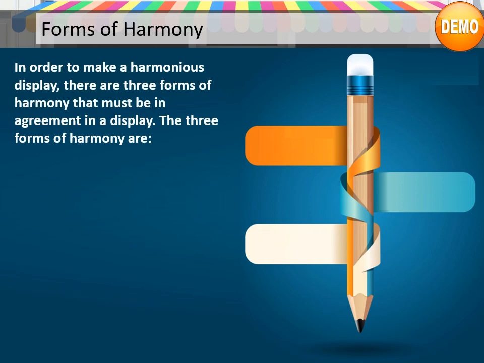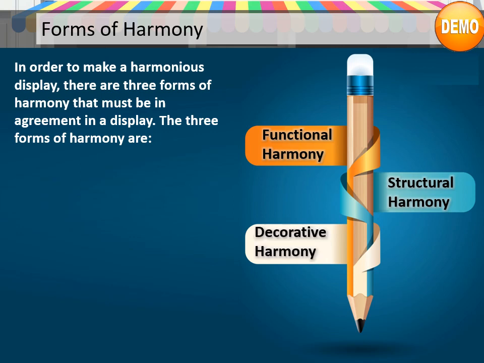In order to make a harmonious display, there are 3 forms of harmony that must be in agreement in a display. The 3 forms of harmony are functional, structural, decorative harmony. Let's look at each one of them in detail.